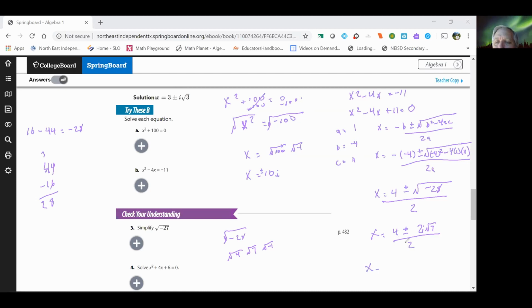And then we're going to simplify. x is equal to 4 over 2, which is 2, plus or minus 2 over 2 cancels out, so it's just i times the square root of 7. So it's 2 plus or minus i times the square root of 7.